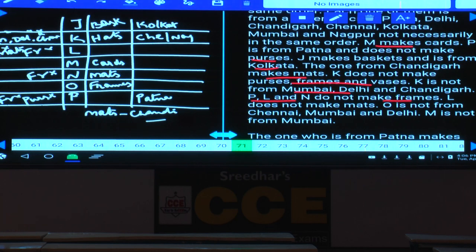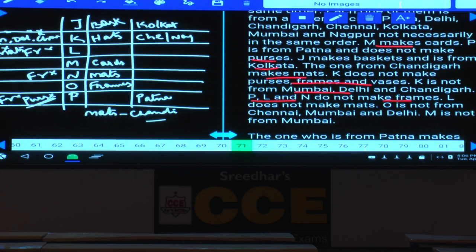Hats, cards, purses, wages, frames. Then wages. Now wages, if you take here, now we are left with frame and purse. Now this P cannot make purse, isn't it? As P, purse is ruled out.